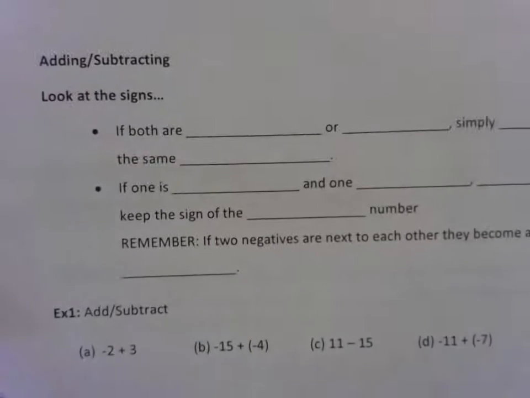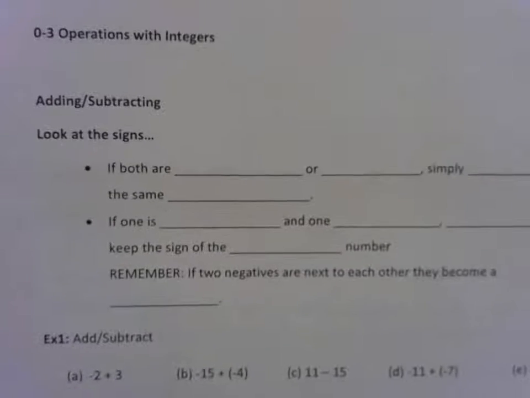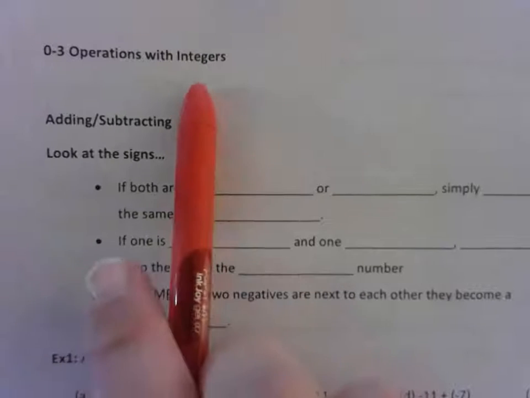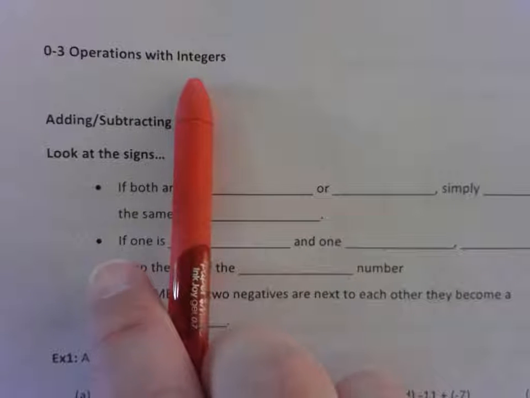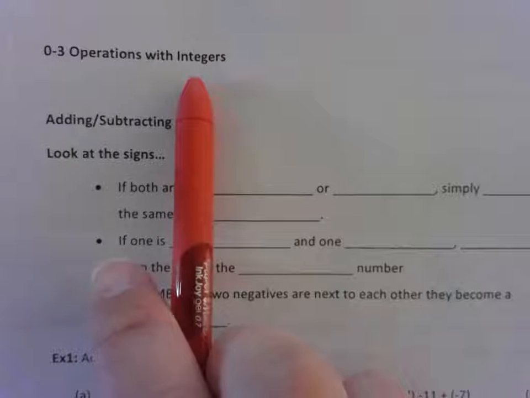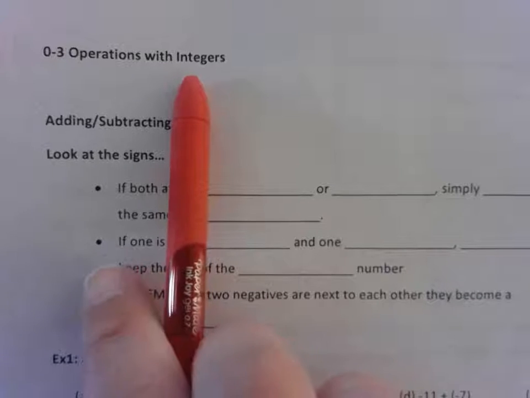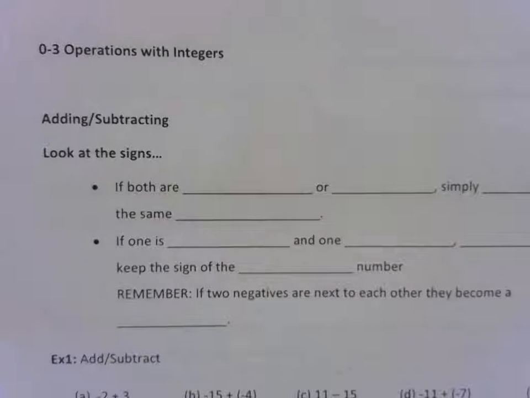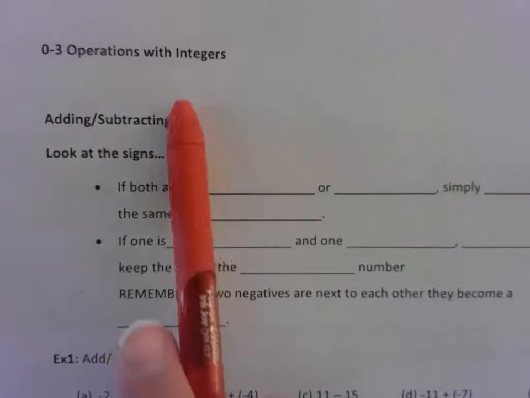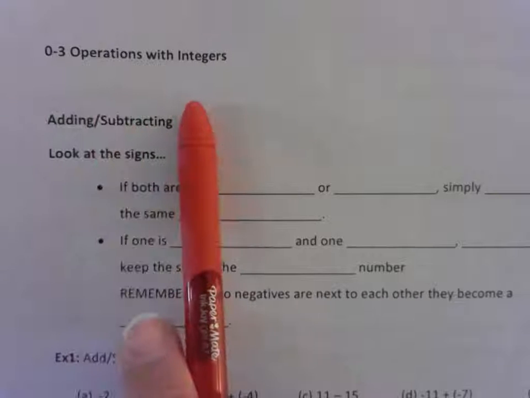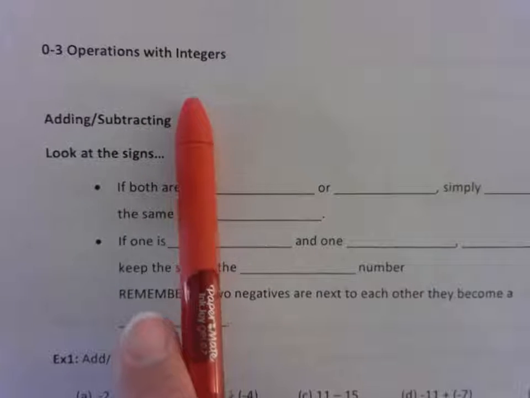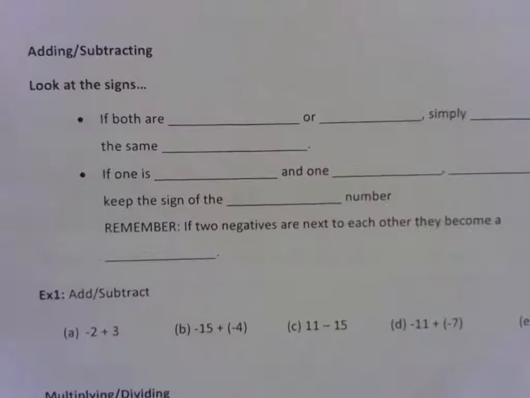So as I look at 0, 3, first thing we're going to talk about, and we're dealing with integers. If you think about classifying like we did yesterday, integers don't include what? Decimals or fractions. So we're not dealing with decimals or fractions. We can't have negatives, we can't have 0. So we're dealing with operations with integers. Operation is add, subtract, multiply, divide. Okay? So let's look at adding and subtracting.